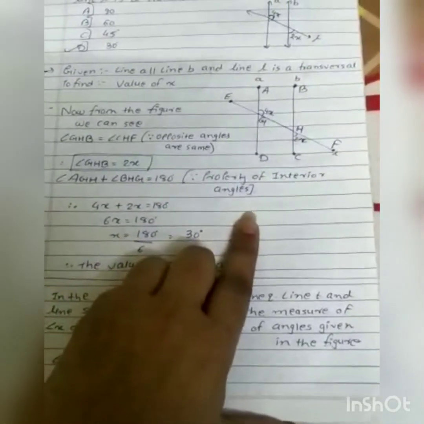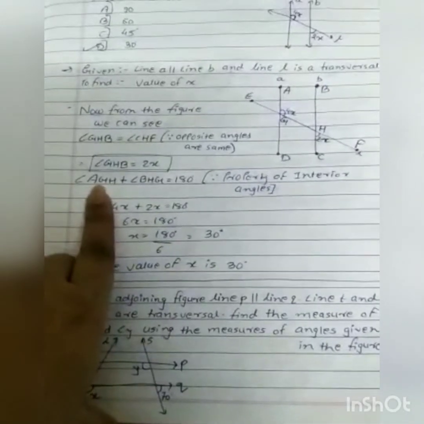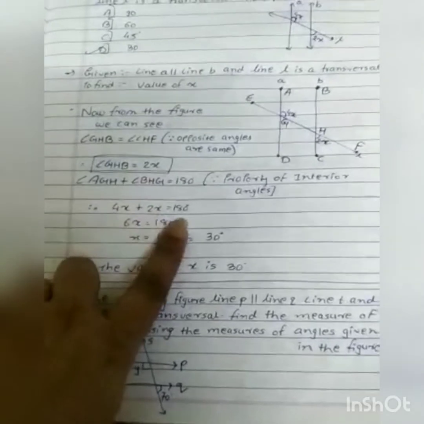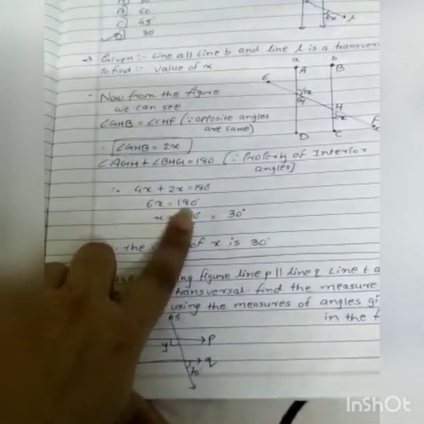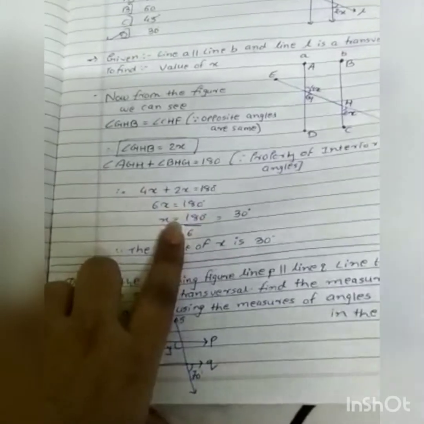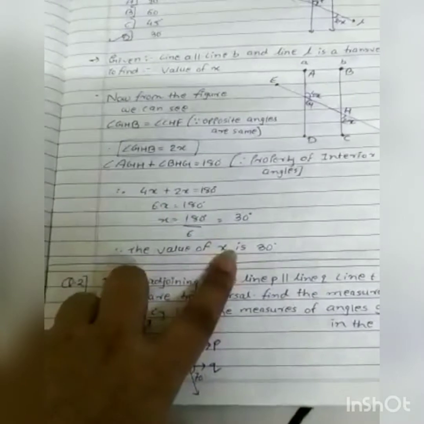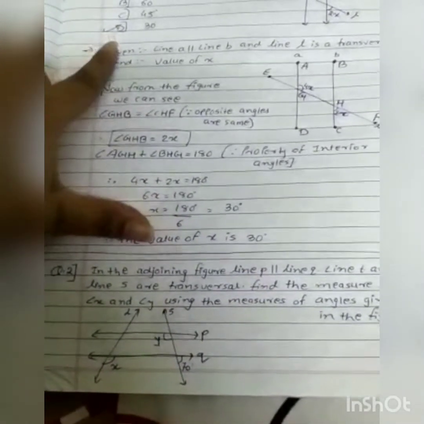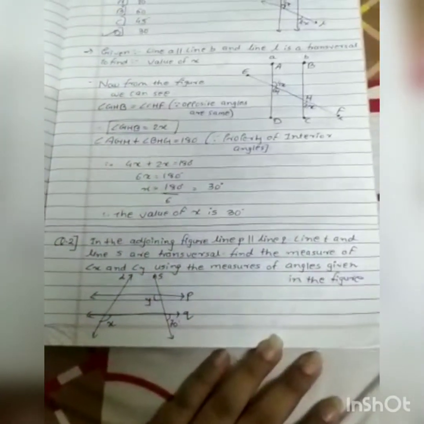Property of interior angles. What is AGH? 4x, and BHG we have found out, that is 2x, is equal to 180. 4x plus 2x is 6x is equal to 180. That's why x is equal to 180 divided by 6, which is 30. The value of x is 30. So option D is correct. Got it everyone? Now see question 2.